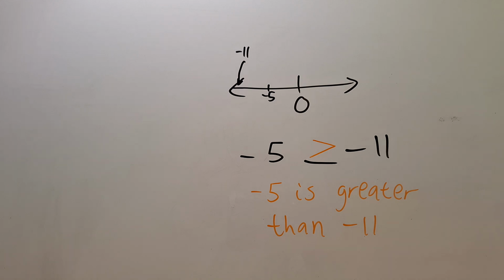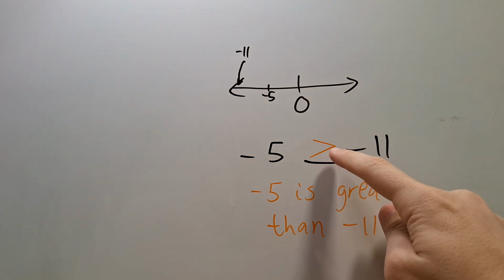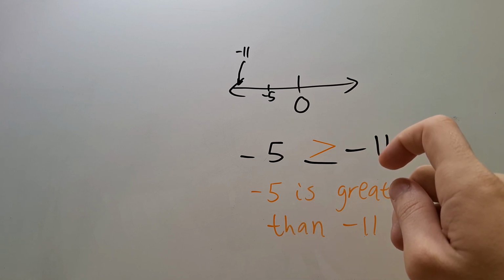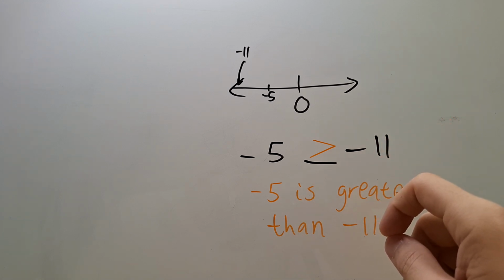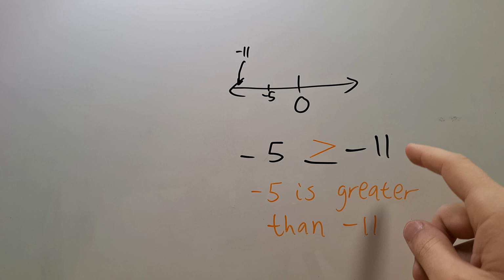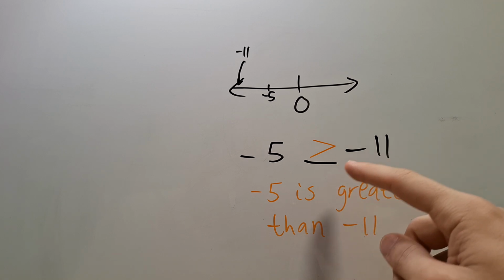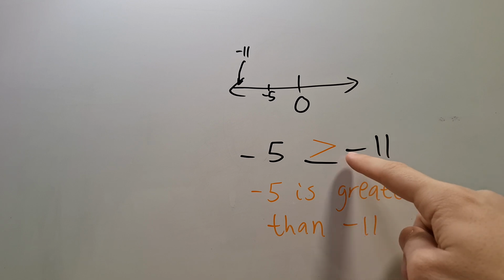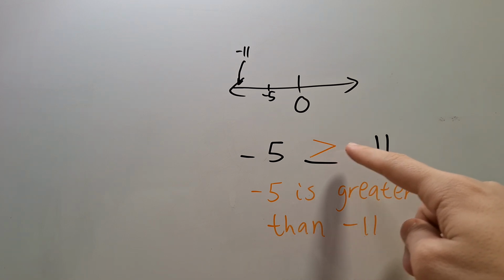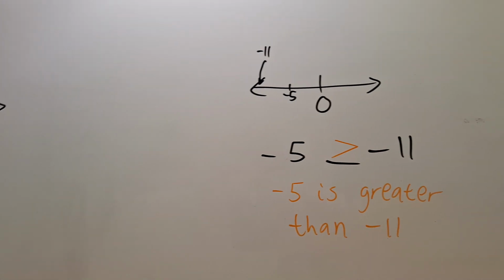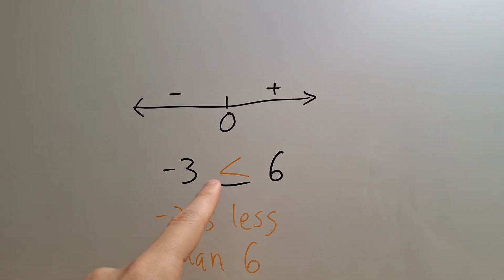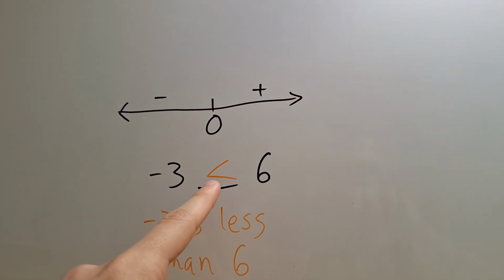And one way to remember how we look at this symbol and how we say it is the following. One way to remember in which way the symbol is used is that the smaller end of the symbol points to the smaller number. So here we say -11 is the smaller number, so the smaller end of this symbol is facing -11. Whereas here, the smaller value is -3, so we will say that the smaller end of this symbol faces -3.